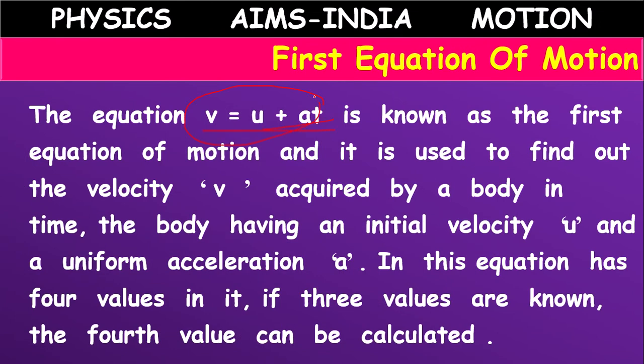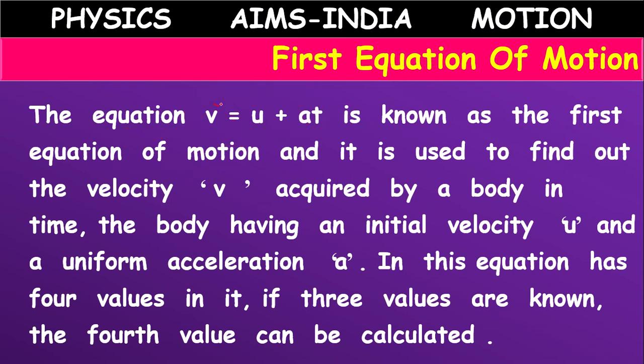So v equal to u plus at is known as the first equation of motion. It is used to find the final velocity v acquired by a body having initial velocity u and uniform acceleration a. So for finding the final velocity acquired by a body in time t, which is having initial velocity u and acceleration a, we will make use of the first equation of motion.